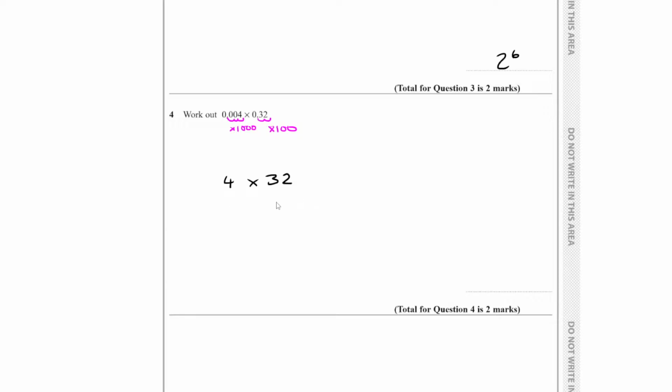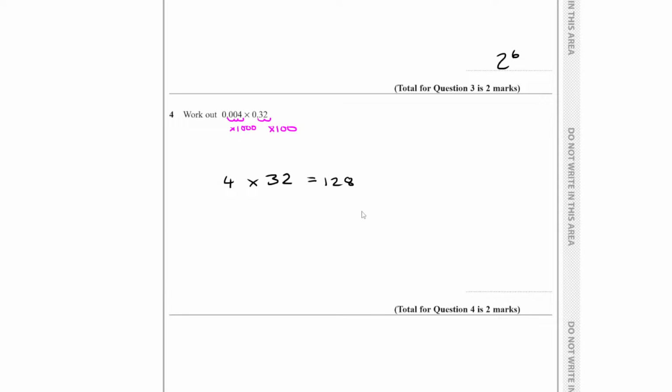You could obviously do column multiplication. I just said, well, 32 times 2 is 64, and then 64 times 2 is 128, so that's 4 times 32. That's how I did it. But if there's a more complicated one, you might want to use column multiplication. Just make sure you remember how to do that.